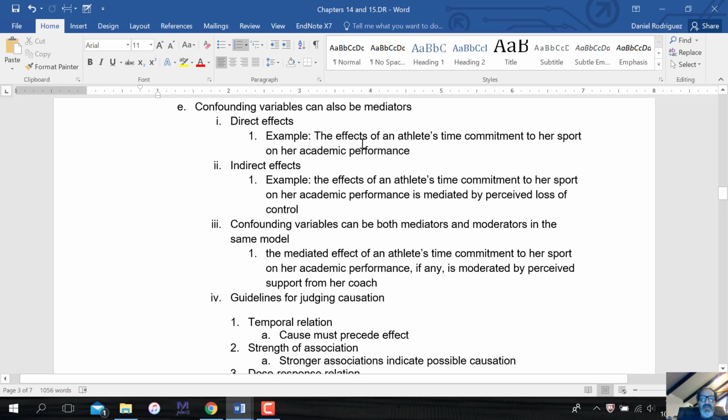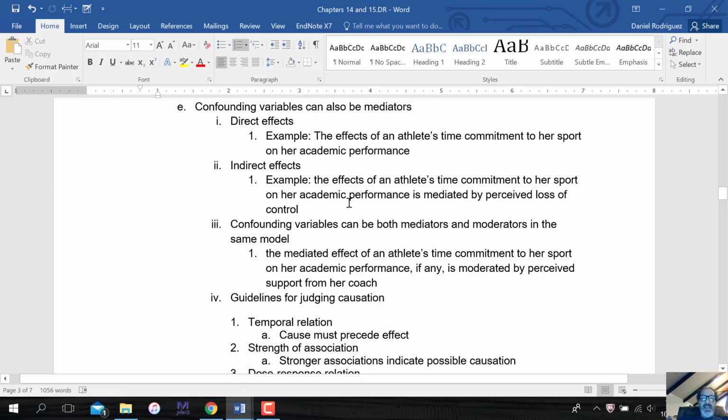Here's the example: the effects of an athlete's time commitment on her sport and academic performance. That was what we were interested in. We were interested to see if there's a direct effect. When I talk about direct and indirect effects, the direct effect is just an effect from the predictor, like a main effect, from a predictor to an outcome. So does an athlete's time commitment to her sport impact her academic performance? That's the question here. An indirect effect would mean that if it does, there might be some intermediate variable.